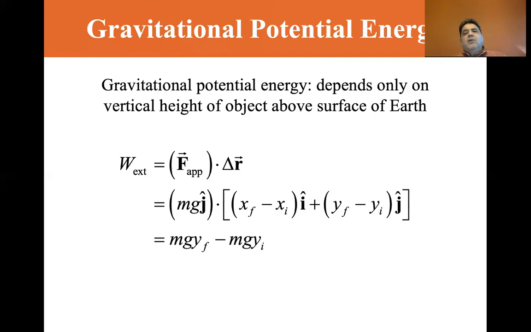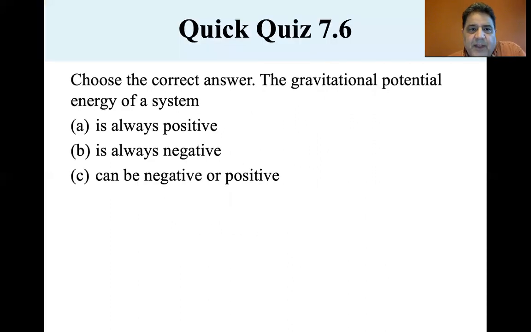So any motion horizontally does not add to the gravitational potential energy. It's only in the vertical position that you get gravitational potential energy.